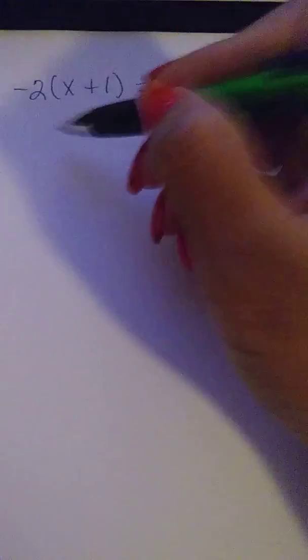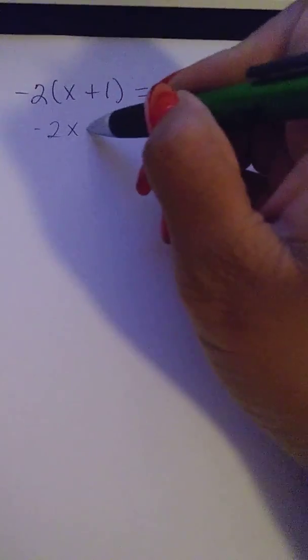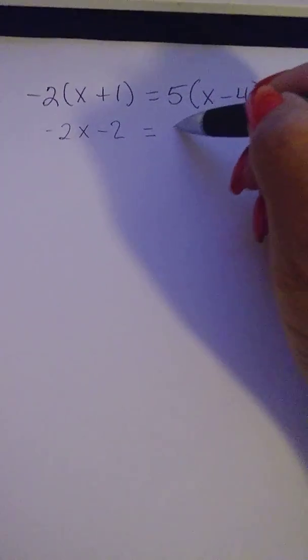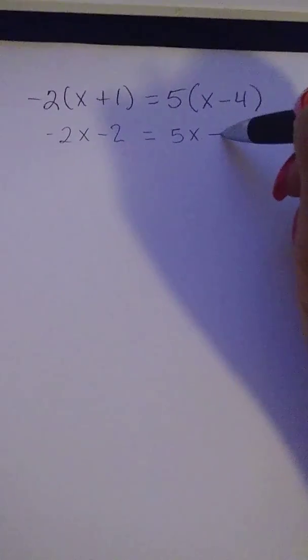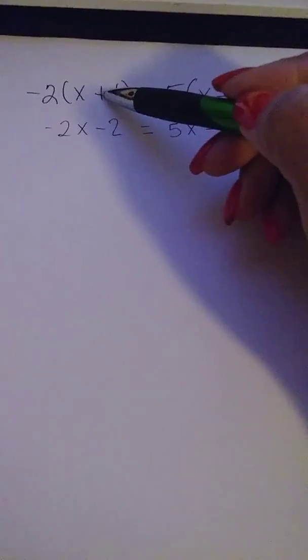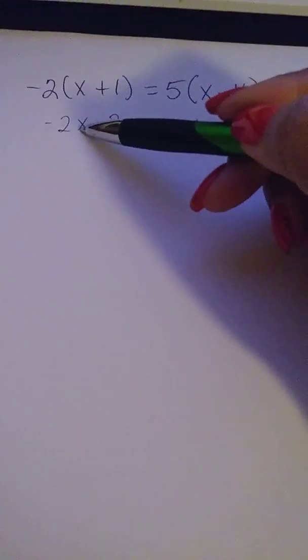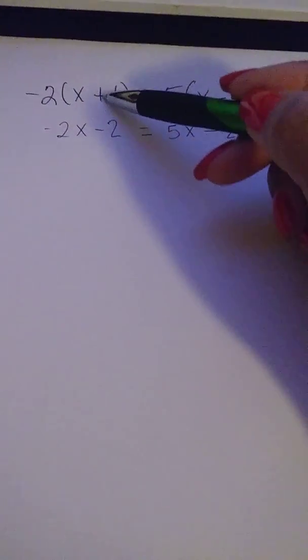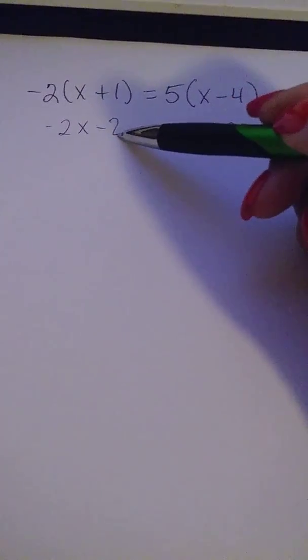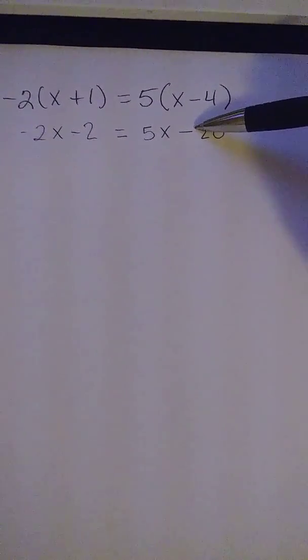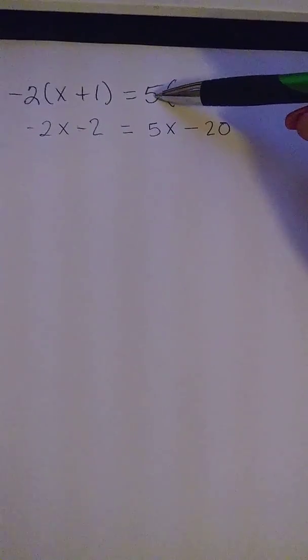Okay. So negative 2x minus 2 equals 5x minus 20. You notice how this sign changed? Because I multiplied by negative. Negative 2 times x. Negative 2 times a positive 1 minus 2. But the sign didn't change here because I multiplied by a positive.